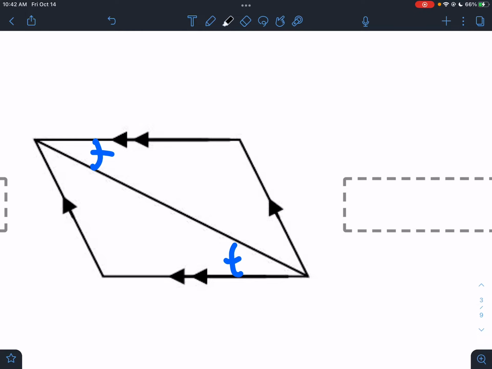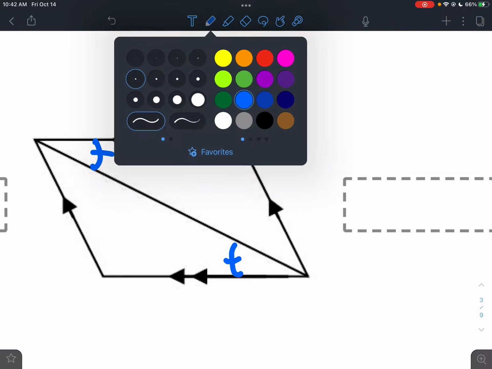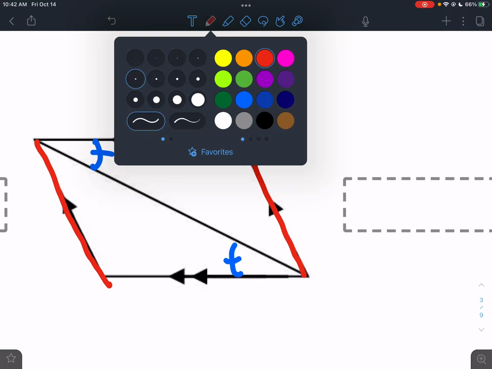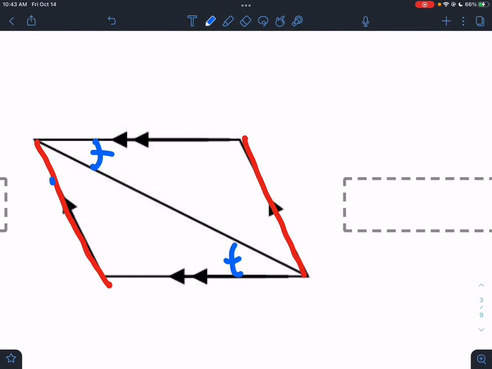So those use the top and bottom, but guess what? We also have left and right. The left and right are also parallel, guys. So those work as well. That didn't happen on the other picture, but it does on this one. So we have parallel all over the place. And then we have that shared side.